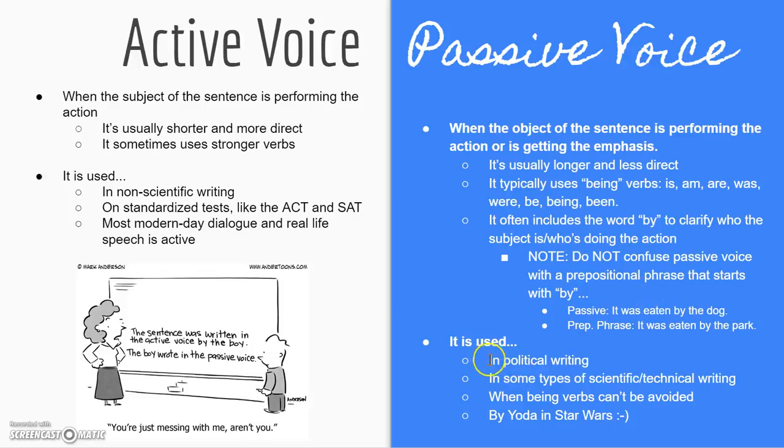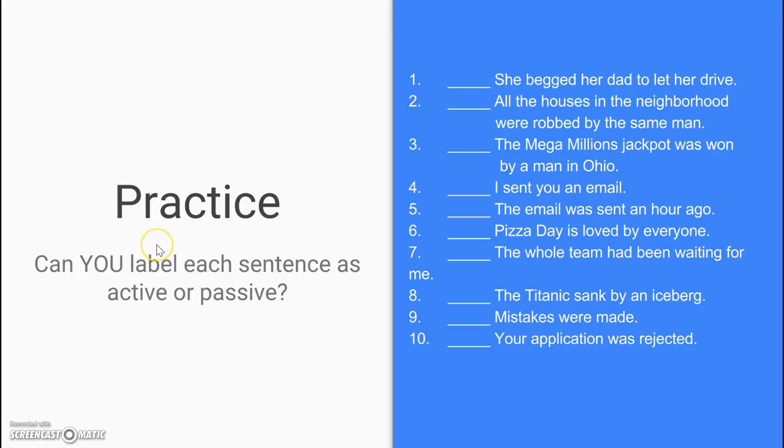Passive is often used in political writing. It's used in certain types of scientific or technical writing. It's used when being verbs can't be avoided, and also by Yoda. Let's try out some practice now.